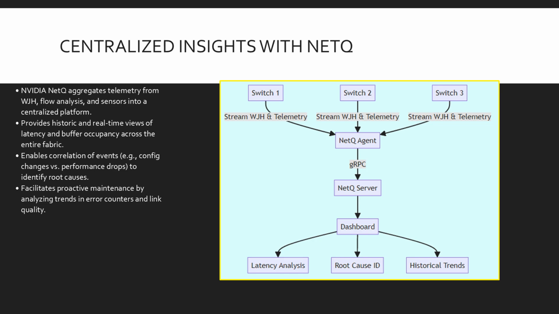The flow of information starts at the infrastructure layer, with switch 1, 2, and 3 streaming WJH and telemetry data. This data is collected by the NetQ agent and sent via gRPC to the NetQ server. The server processes this into a dashboard, unlocking powerful capabilities: latency analysis to find slow spots, root cause identification for errors, and historical trends to predict future issues.